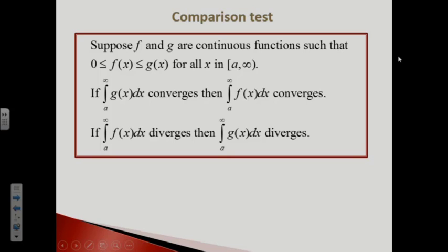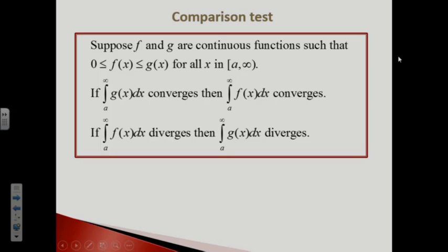such that 0 is less than or equal to f(x), which is less than or equal to g(x), for all x in the open interval from a to infinity. If the integral from a to infinity of g(x) converges, then the integral from a to infinity of f(x) converges. If the integral from a to infinity of f(x) diverges, then the integral from a to infinity of g(x) diverges.